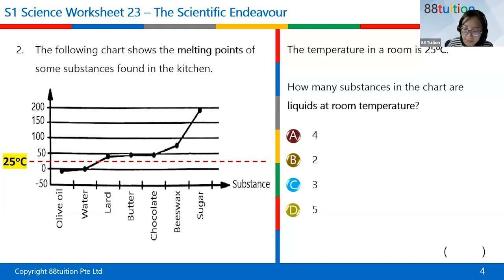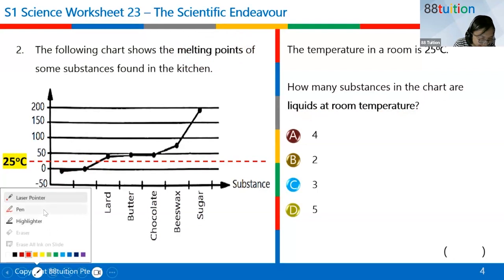All right, so how many substances in the chart are liquids at room temperature? Now, if you look at olive oil, this is olive oil. The melting point of olive oil is close to 0 degrees Celsius. In other words, at 0 degrees Celsius, olive oil has melted already because they say melting point. So melting point means at what temperature the substance melts from solid to liquid. So please know what melting is.